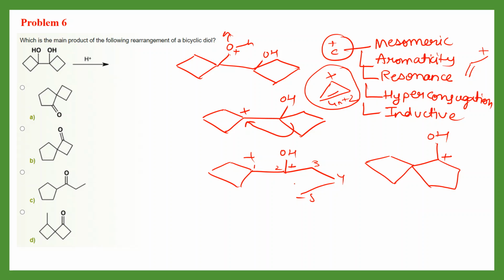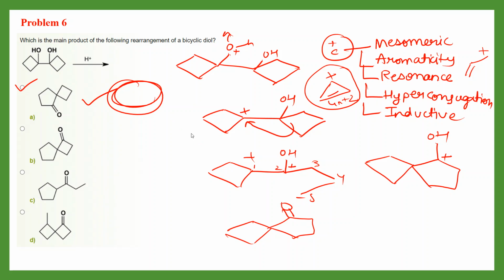So which option is correct, students? Option A. Sorry, you got confused. No issue. Because the carbonyl is on the five-member ring system, this is the most appropriate answer. Good. Do you know now how to solve?